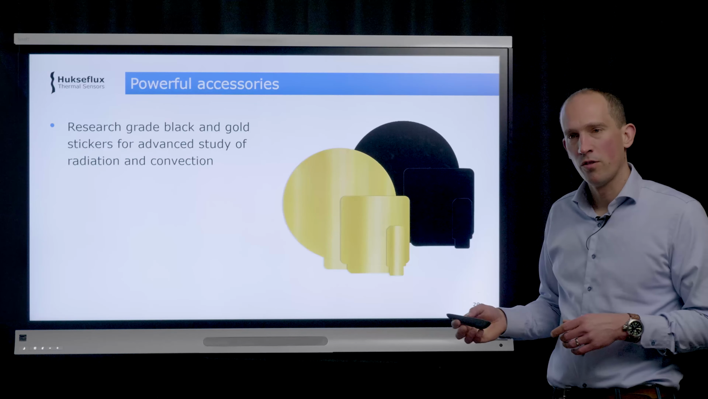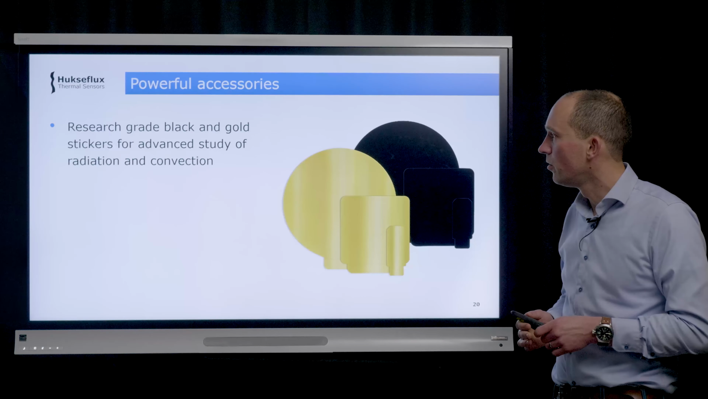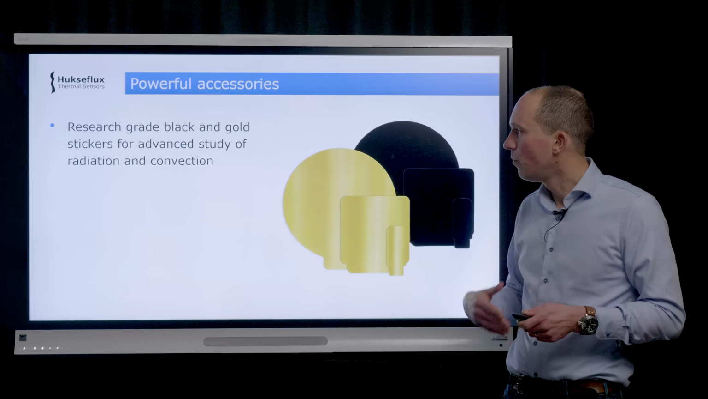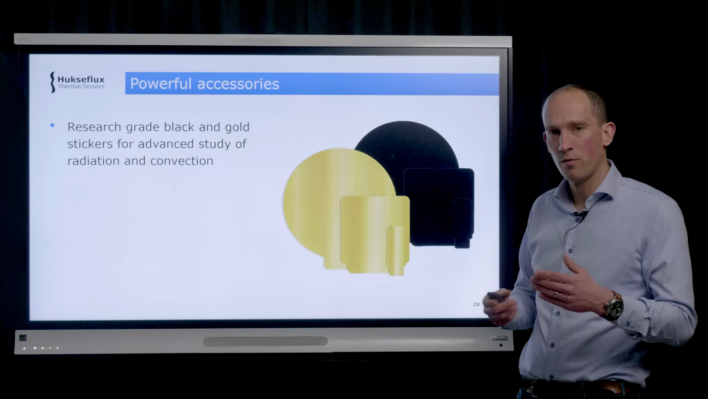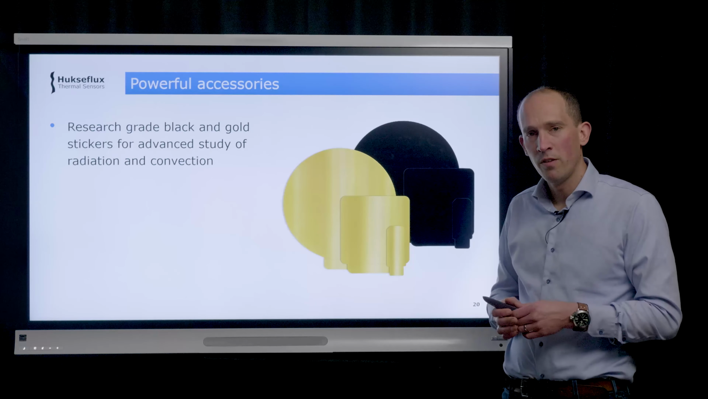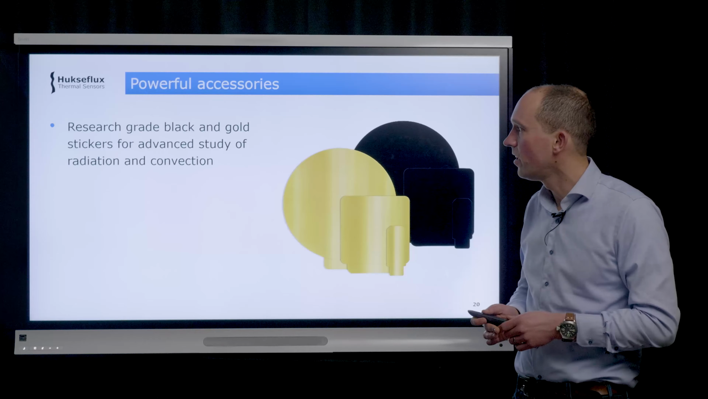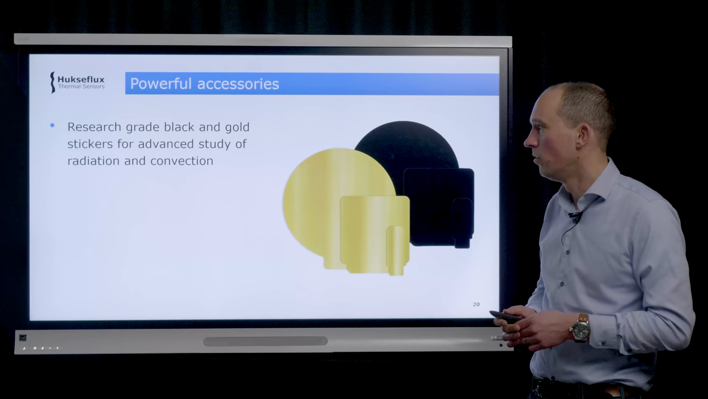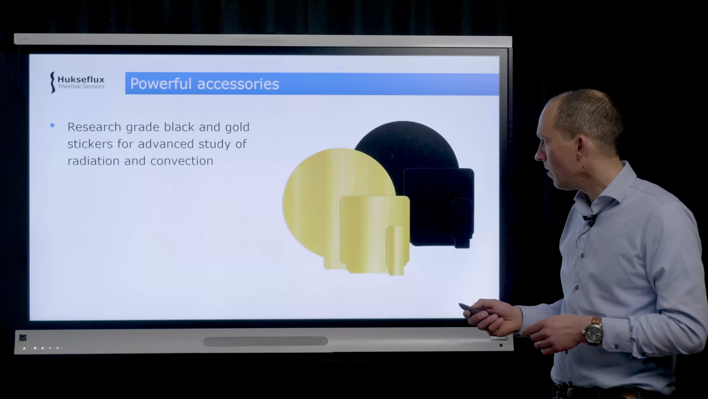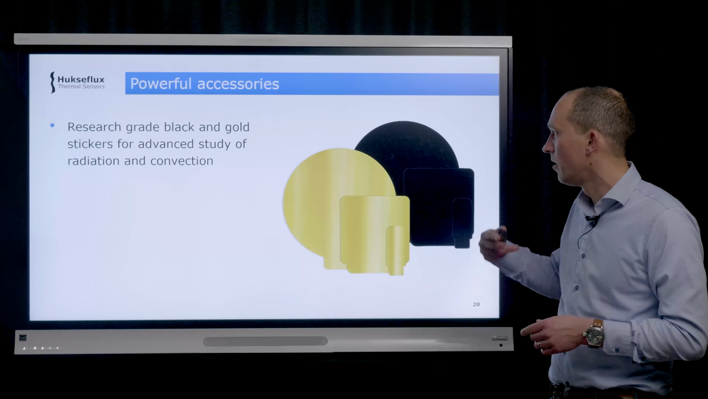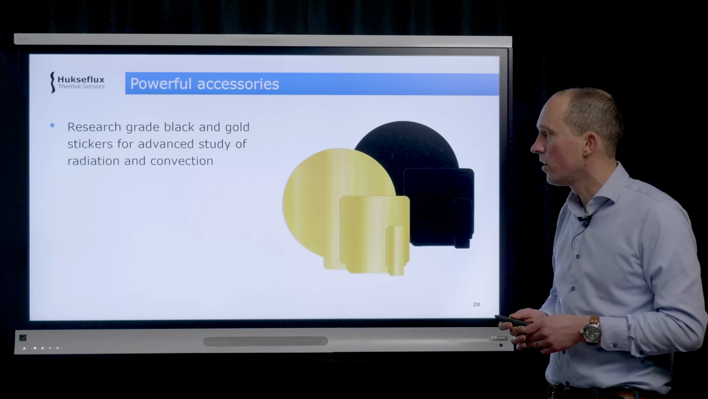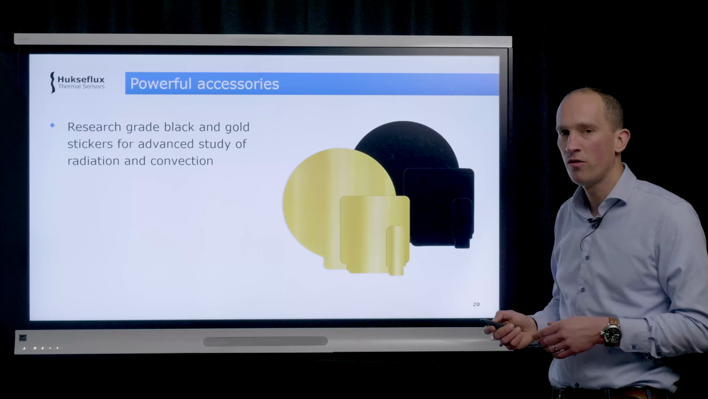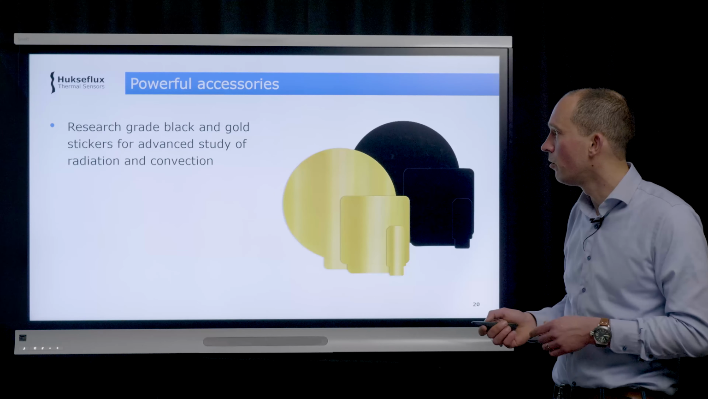For many heat flux sensors, you have the option of using black and gold stickers, which you can apply on your heat flux sensors. By applying a sticker, you're changing the reflectivity of this instrument, and it allows for detailed study of radiation and convection in situations where both of these quantities play a role. So basically, having this ability to separate radiation and convection really can improve your understanding of complicated thermal situations in a way that was not easily available earlier.